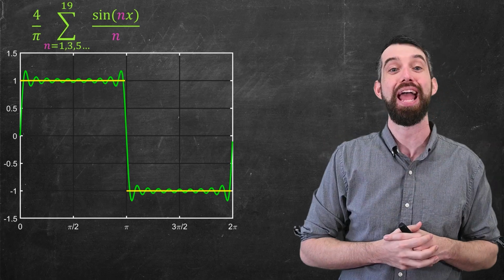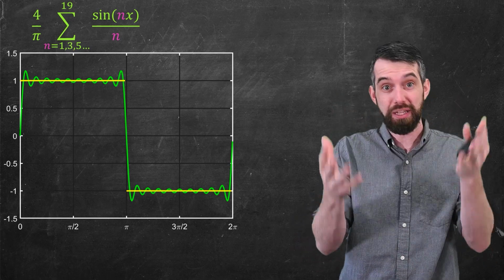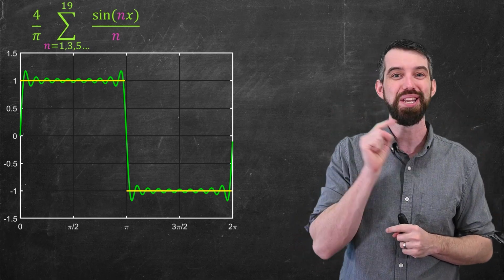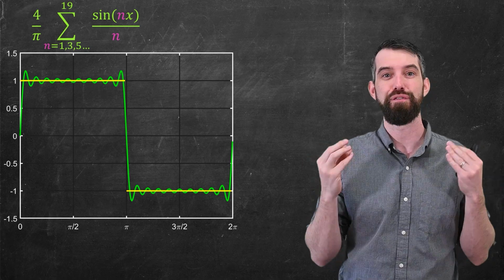I stopped programming it after 19, but you could keep on going. You could write 1,000,000 terms or 1,000,000,000,000 terms, or take the limit as the number of terms goes to infinity of this. And that is the big idea of a Fourier series.